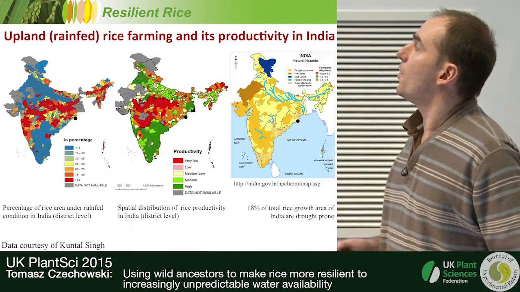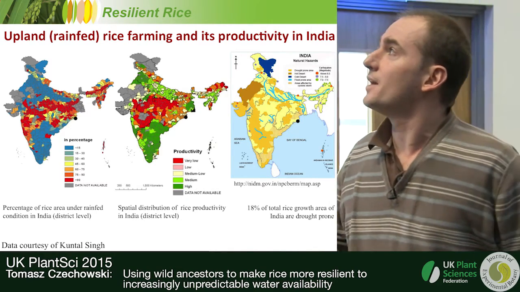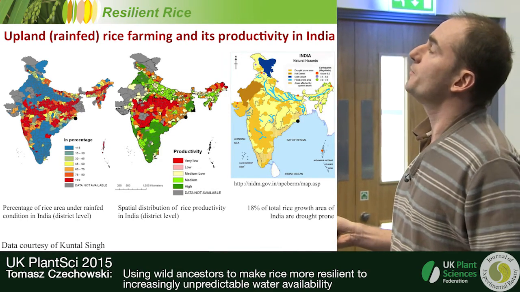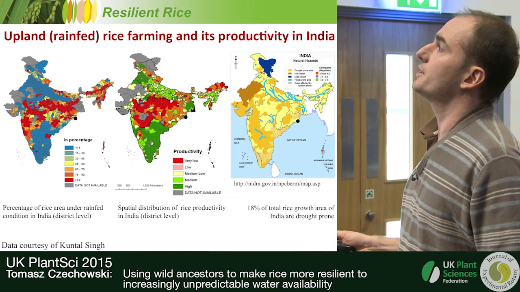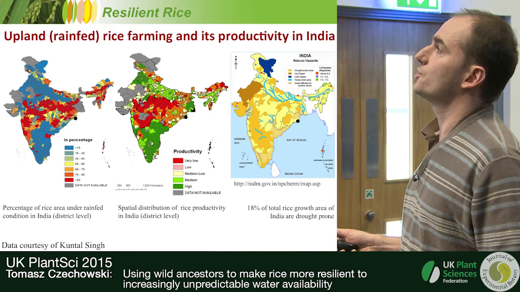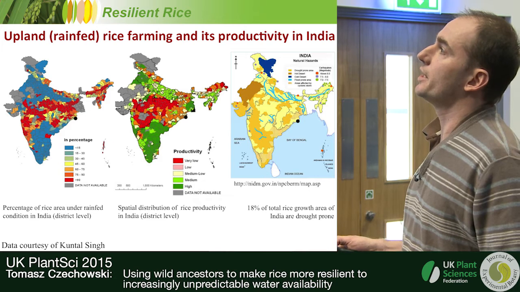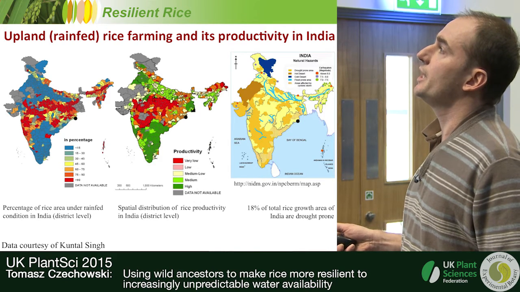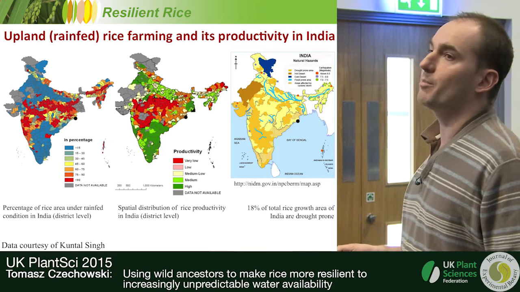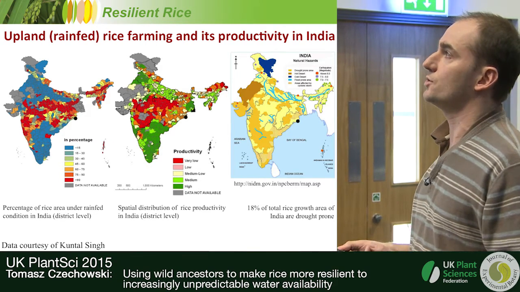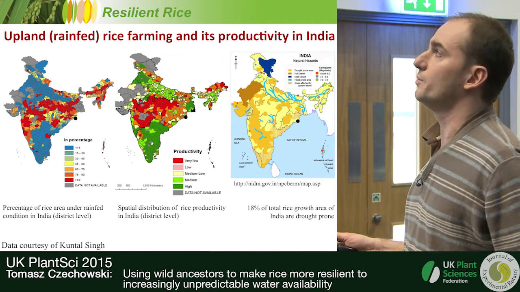This is not a map of the UK, this is a map of India. So why do we need to have drought-resistant rice in India? If you look at the map on the left, which shows the percentage of rice grown in paddy fields, they dominate in the south and north of the country. But in the middle, you have a huge belt growing upland rice, which means rain-fed conditions, which means that rice depends only on the rainfall.